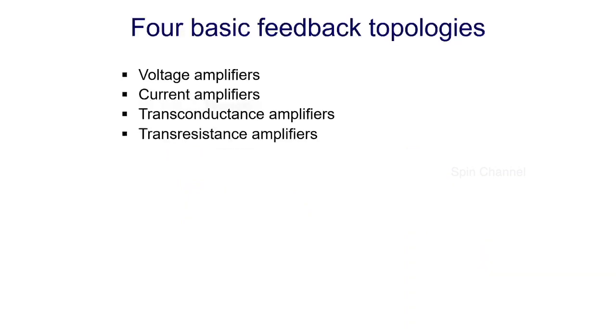In this session, you will learn about different types of feedback topologies applied to amplifiers. Based on the quantity to be amplified, that is either voltage or current, and on the expected form of output, amplifiers are classified into four categories: voltage amplifiers, current amplifiers, transconductance amplifiers, transresistance amplifiers. Let us discuss each classification in detail and determine which feedback topology is suitable for each case.